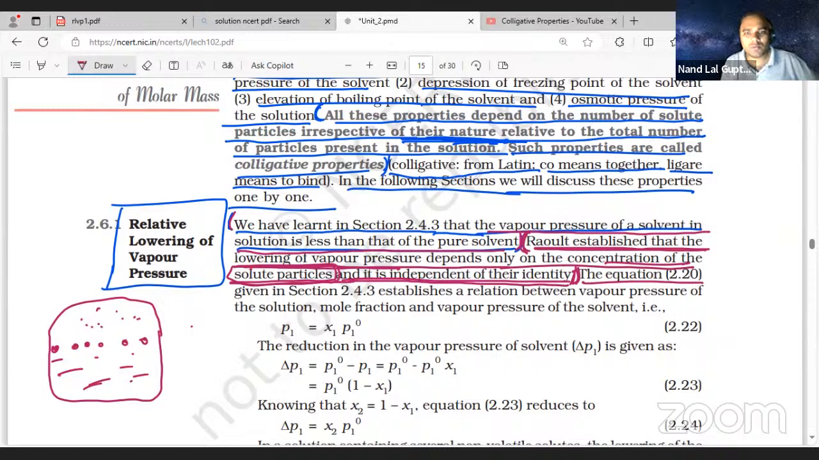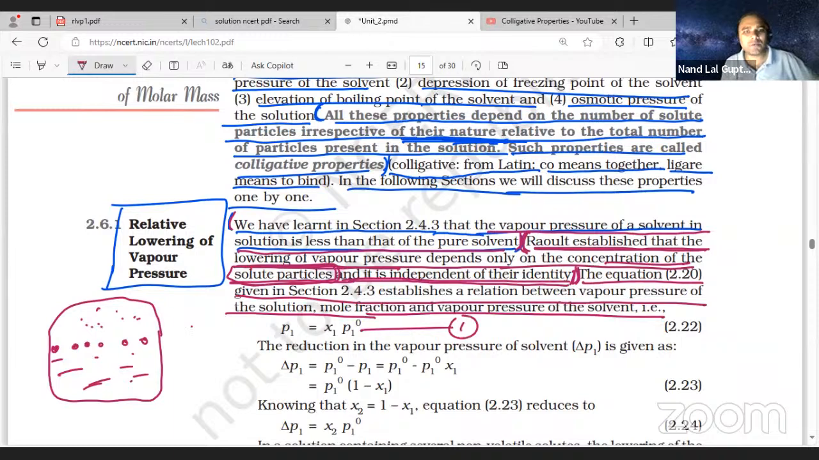We have to see equation 2.20, given this established relationship between the vapor pressure of the solution and mole fraction. This is for the solvent. So for the solvent, P1 is proportional to X1, so P1 equals P1 naught X1. So this is the equation.